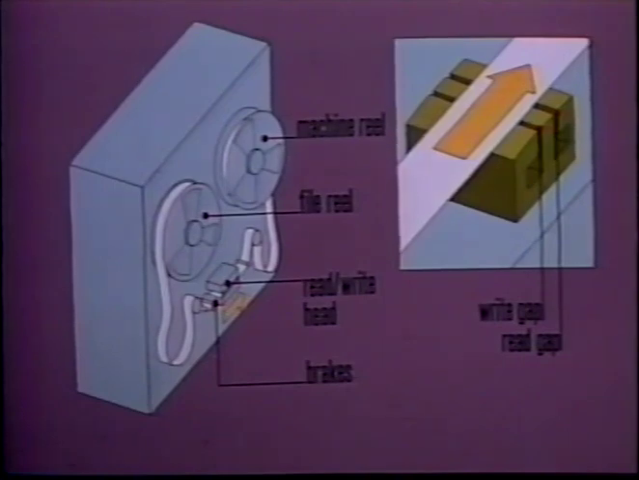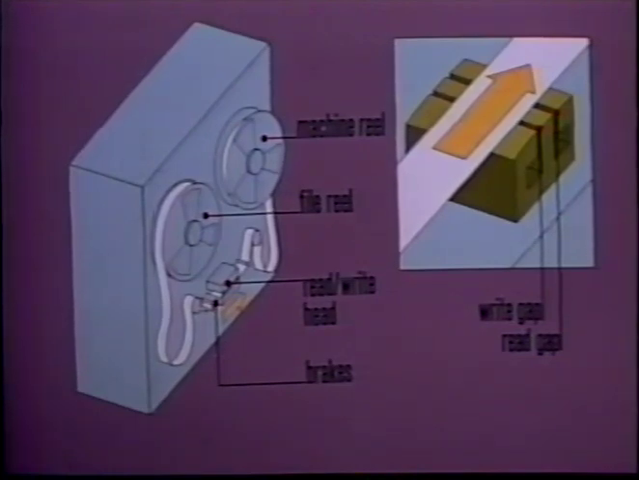2 reels are mounted on a tape drive. The file reel is the one which the computer operator has mounted in response to a program's demand. The machine reel is linked up to the computer. Large loops of tape are left as buffers in order to reduce the stress on the tape as it starts and stops, and to keep its speed constant across the read-write head.